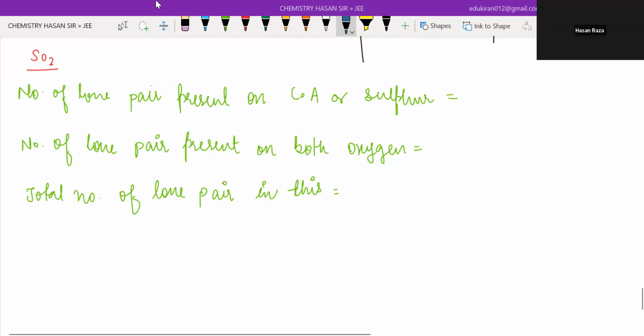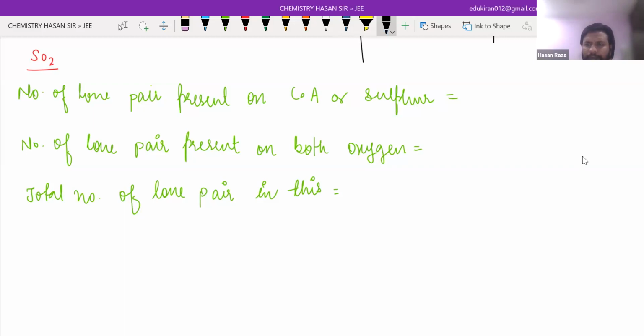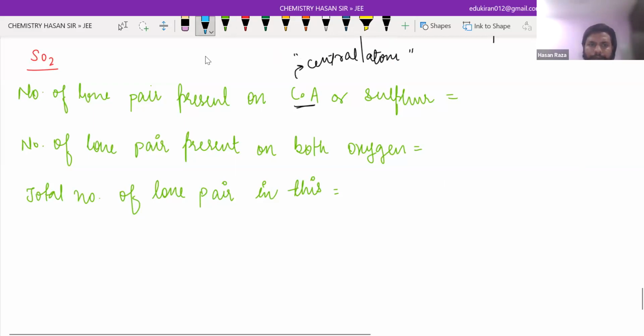What is the lone pair on the central atom? 0. In the first one, the number of lone pairs present on the central atom. What is that? Okay. You can draw the structure, then you can find it.